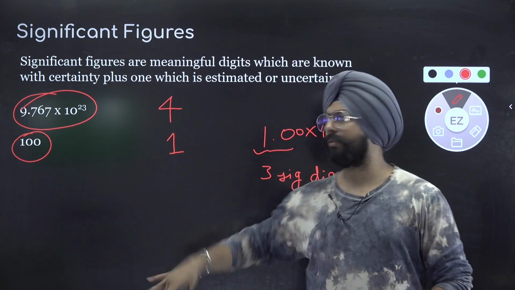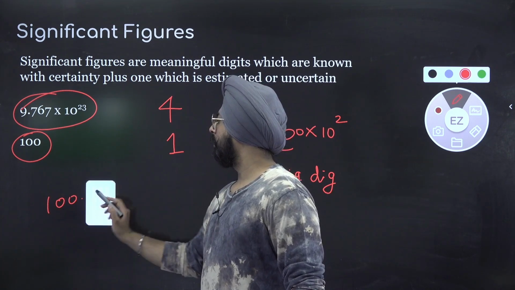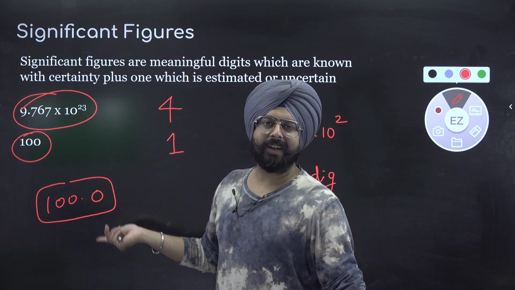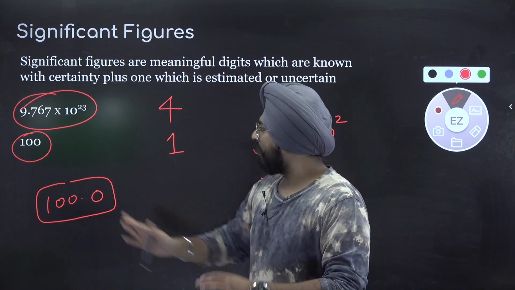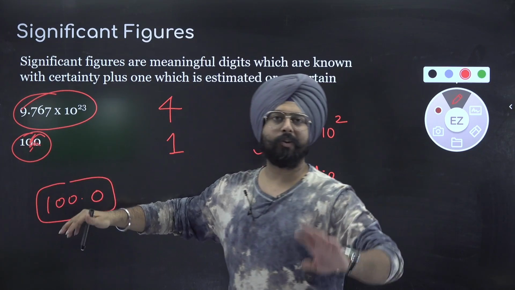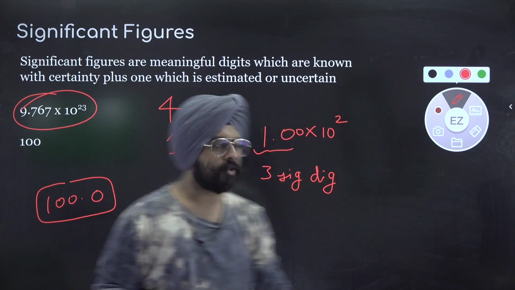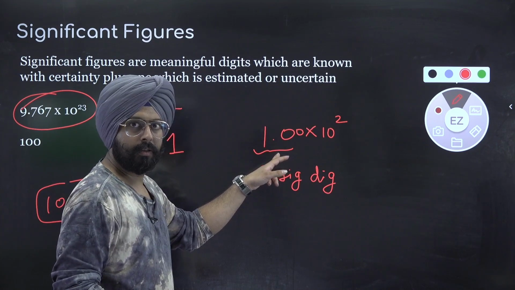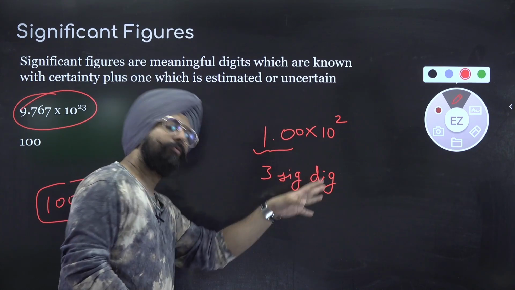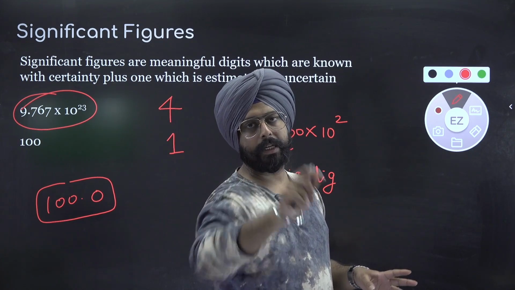If I have to write 100 with 4 significant digits, how will I write it? Four significant digits. If I am not mentioning the decimal, then you don't count these zeros in significant figures. But if I am mentioning the decimal, then after the decimal, whatever zeros there are, you have to count them in significant digits. Lots of examples will be there in NCERT.